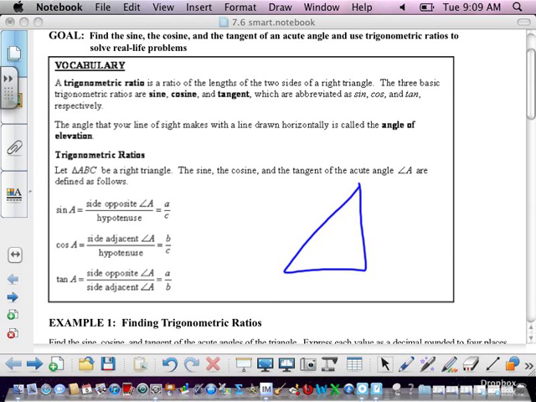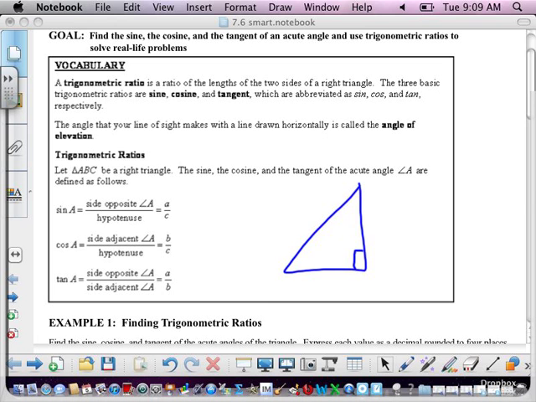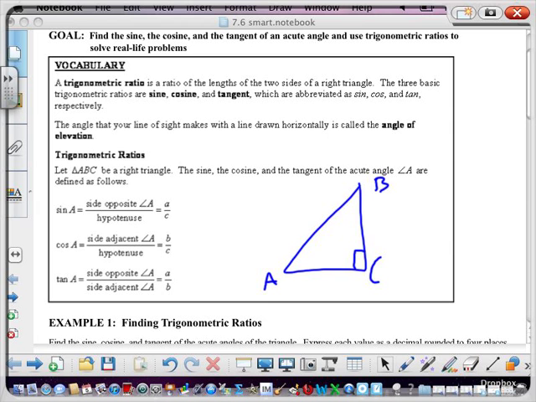If we have a right triangle that we label A, B, C, where we want to look at A, so we're looking at angle A, we have opposite, we have adjacent, and we have hypotenuse. Now, that would change, obviously, if I was looking at angle B.